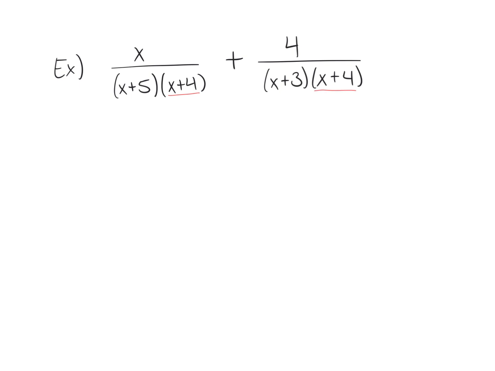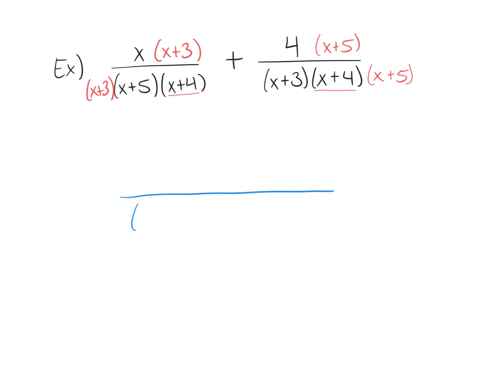What's this one missing that this one has? X plus 3. So what do I do with that? Multiply by what's missing on the top and bottom, x plus 3, x plus 3. What is this one missing that this one has? X plus 5. So, what is my common denominator? X plus 3, x plus 5, x plus 4. Good. What do I do with the numerator?